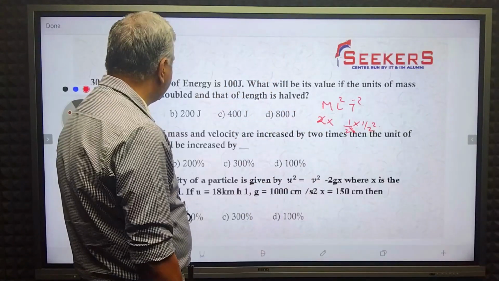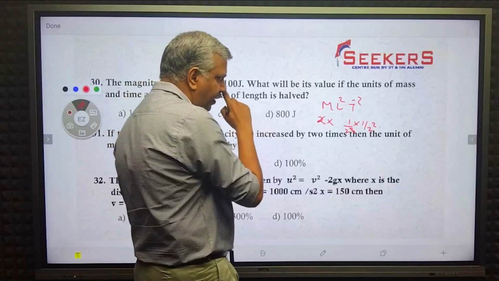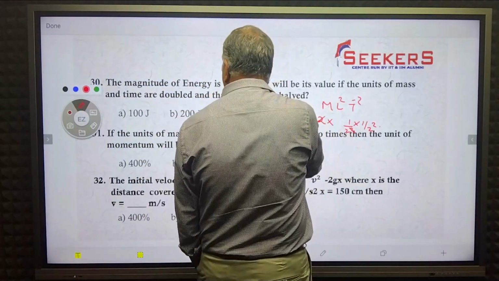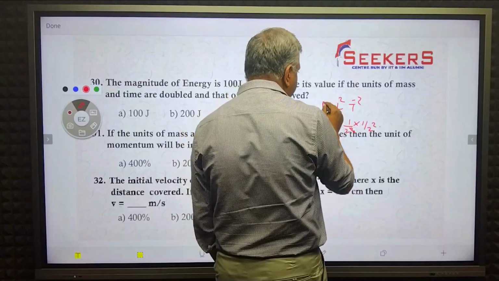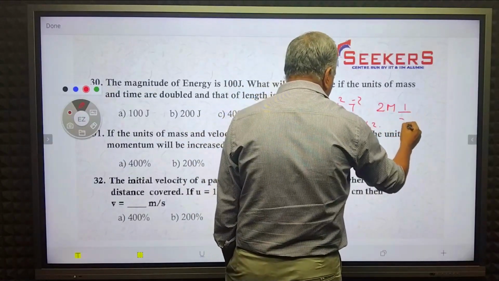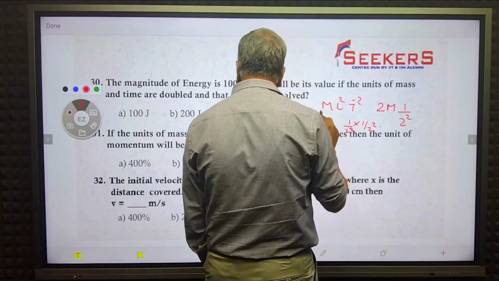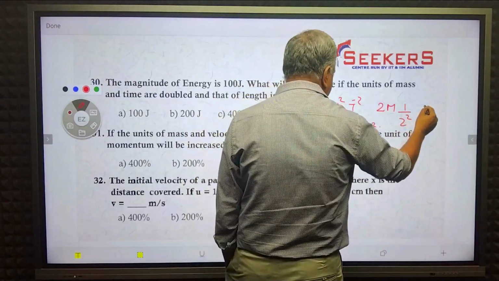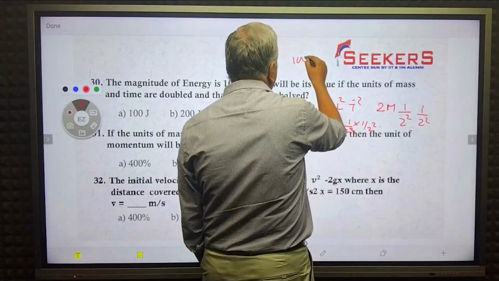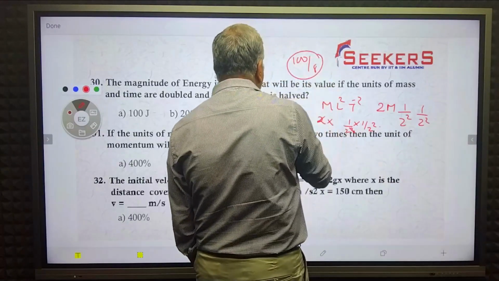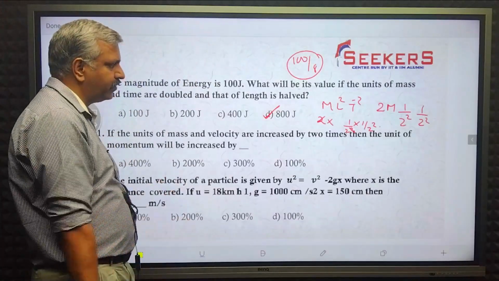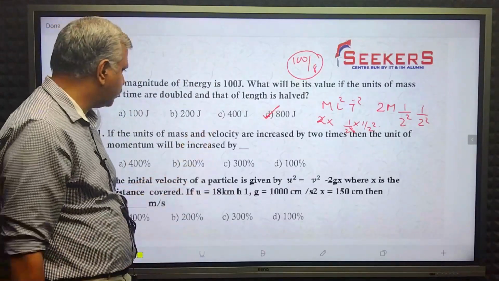Because 8 point something is not there, I might have made a mistake. Let me check. What will be the mass and time are doubled? Mass and time are doubled means instead of m, I am measuring 2m. Time I am measuring 1 by 2 squared. Okay. Length is halved means I am doing 1 by 2 squared. So the answer is correct. The answer should be 100 by 8, but that is not there. I think they would have given D 800 joules as the answer, but that is an error there. I hope you understand what is the error there.